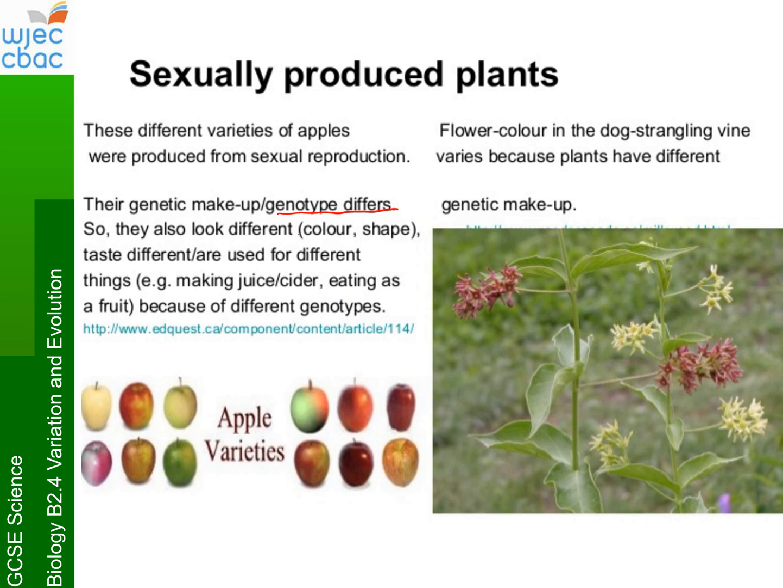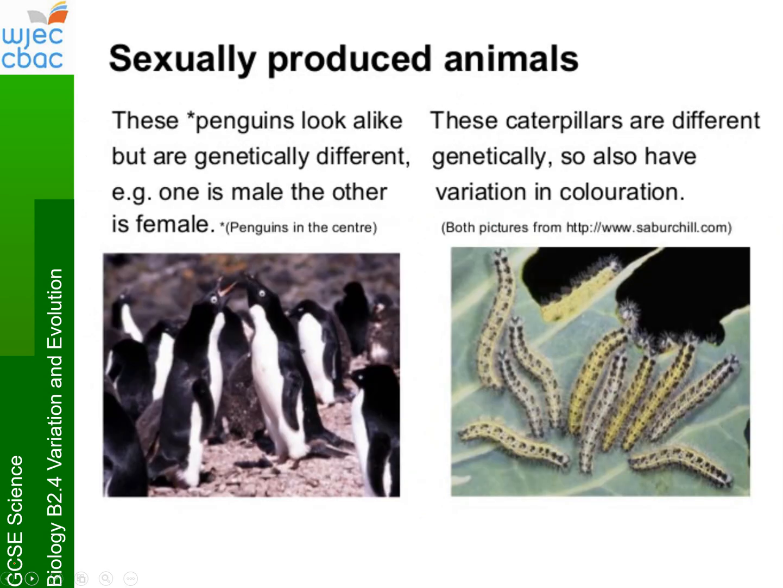So they might taste different, they might have a different colour, different shape, they might be used for different things like as an eating apple or as a cooking apple, okay, or for making cider or juice, okay. So they are genetically different, genotype and phenotype both different. The dog strangling vine varies, so we've got pink flowers on this one, white on the other one, because again the plants have a different genetic makeup, different genotype, different phenotype. So put that into your first table on page 19.